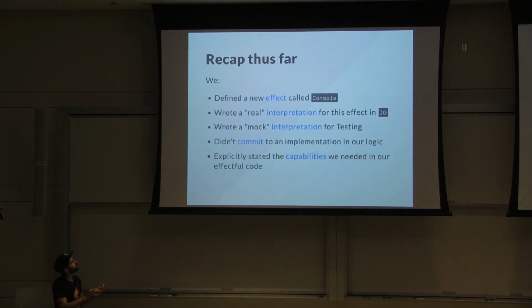All right, so what have we done so far? We've defined a new effect called console. We wrote a real implementation in IO. We wrote a test implementation that was good with our test harness. And we explicitly stated all of the capabilities that we needed in our business logic. So hopefully we can see that that particular implementation gave us flexibility on the three different things we had set out to in the beginning.